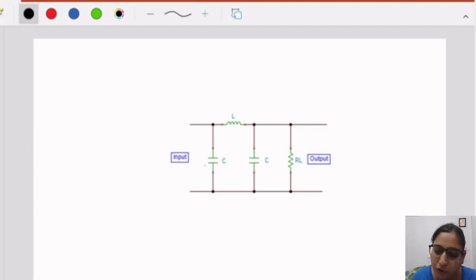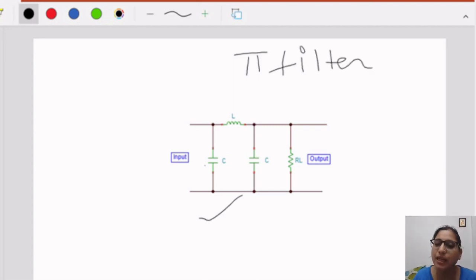Now this is the circuit for the pi filter. Why pi filter? Pi because this structure, two capacitors and an inductor, makes a pi-like structure. So this is considered as a pi filter. Now what is happening in the pi filter? Similarly to C and L, the properties will follow. Capacitor will block the DC and inductor will block the AC component.